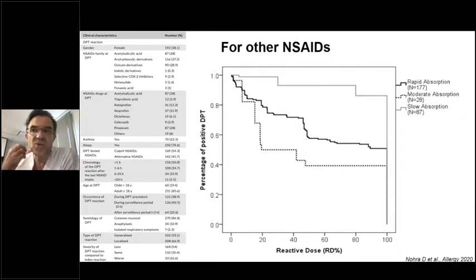We tried to group the NSAIDs according to their chemical structure, it didn't work. We tried to group the NSAIDs according to the pharmacological classes, it didn't work. What worked very well is grouping the NSAIDs according to their pharmacodynamic classification, which I didn't talk about. We know that there are rapid onset NSAIDs, slow onset NSAIDs, and NSAIDs that have moderate absorption that act in the middle.